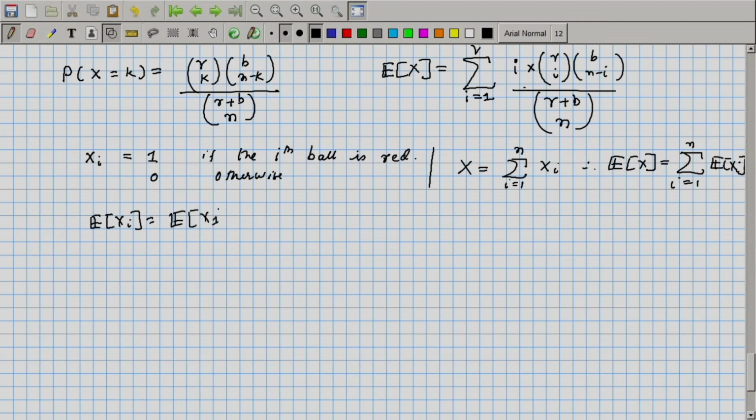So, let us say x1, the first ball can be red with probability r by r plus b. Okay. So, this is the probability, the expectation of any xi. So, the expectation of x would be r times n divided by r plus b. So, now we have seen many different random variables and we have computed their expectations.